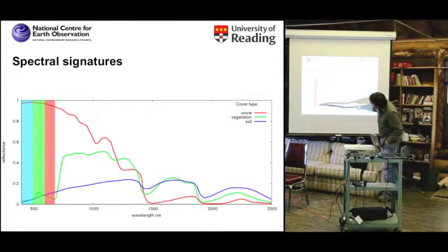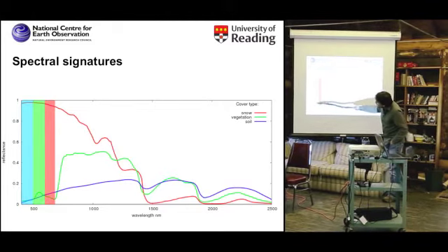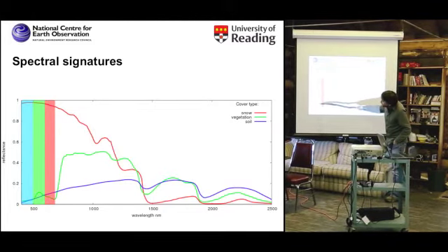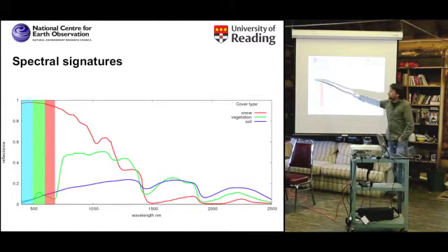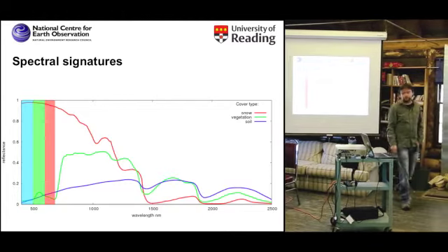And so actually the vegetation line doesn't come out very well there. But you can see clearly that we've got that green peak in the vegetation, which distinguishes it quite nicely from soil, and obviously snow, very bright in all the visible wavelengths.